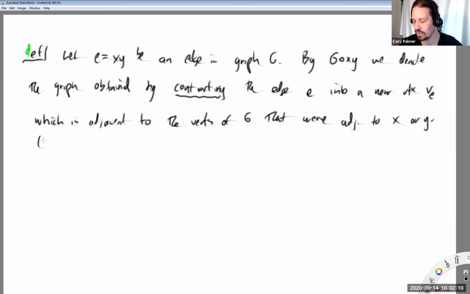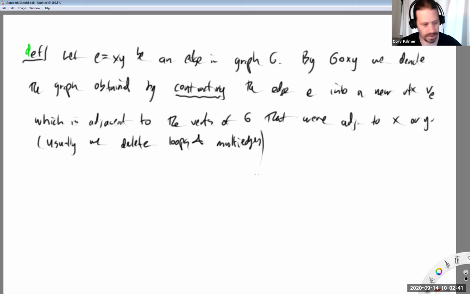I'll draw an example in a moment where you get multi-edges. Usually we ignore them. Usually when we do an edge contraction in a graph, we want to remain in a graph, and so we delete multi-edges. We also delete loops, which you can get as well. But we don't always do that. It depends on the problem we're working with. Sometimes it's convenient to leave loops and multi-edges behind, okay? So I'll say usually we delete loops and multi-edges, but not always, okay?